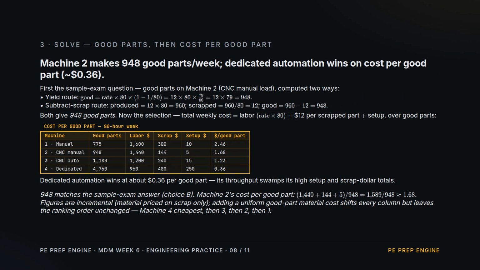Solve. First, the sample exam question. Good parts on machine 2, 2 ways. Yield route, rate times 80 times 79 eightieths, which collapses to 12 times 79, 948. Subtract scrap route, 960 produced, minus 12 scrapped, also 948. That matches the exam answer. Now the selection. Add labor, scrap material dollars, and setup, and divide by good parts. Run all 4, and dedicated automation wins at about 36 cents a part. Its sheer throughput swamps the highest setup and the biggest scrap bill on the board.